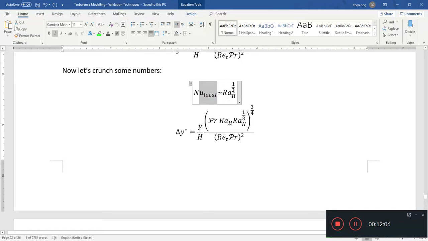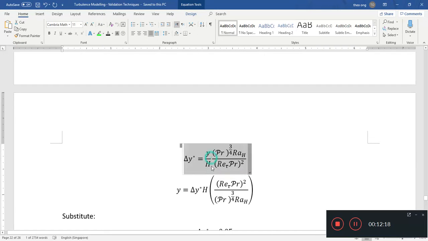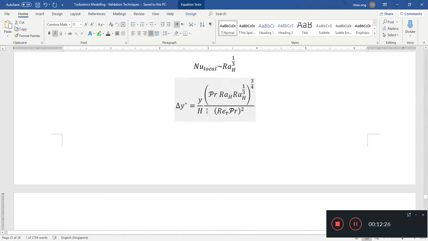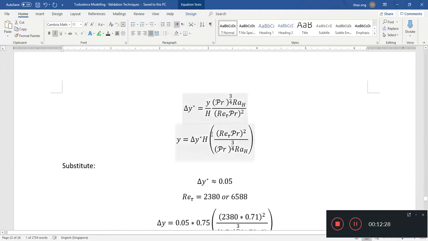The Nusselt number scales as the Rayleigh number to the 1/3, the cube root, and then we just put this in here, and we get a delta y star. Okay, so doing so, skipping a few steps, I'm simplifying things a bit, substituting and simplifying, and we take y star equals 0.05. So what I'm doing is I just make y the subject, and that will result in this equation.